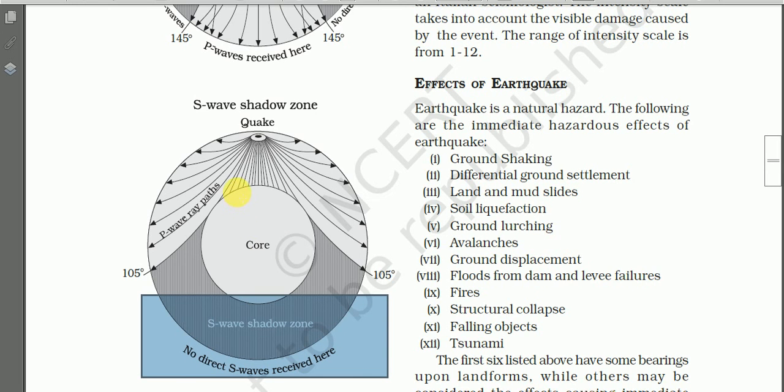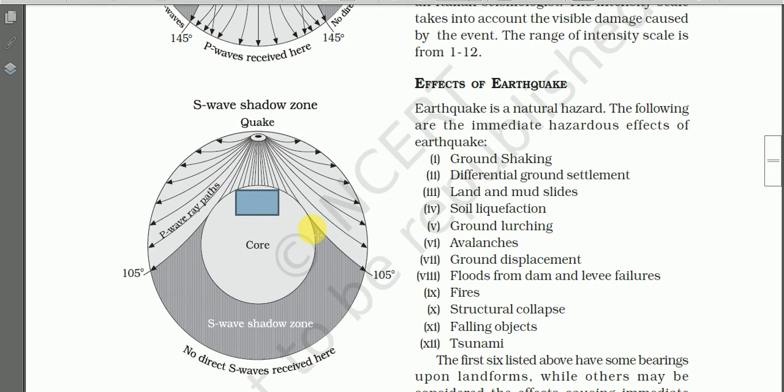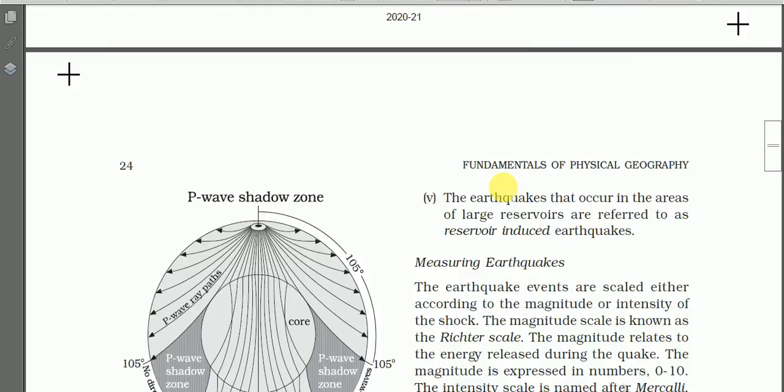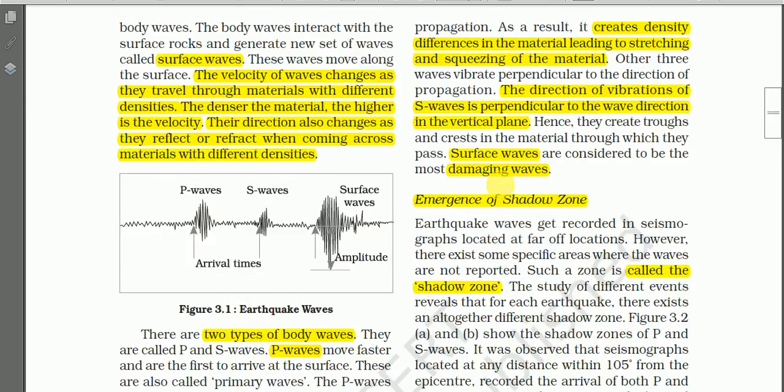Because we know that the outer part of the core is composed mainly of liquid materials, and through these liquids the S wave cannot pass, and that is why the travelling has stopped, and that is why a big shadow zone of S wave is developed, more than 40% of the Earth's surface. And this is why earthquake waves develop shadow zones. So you have to read this area very carefully. See this area and this area.